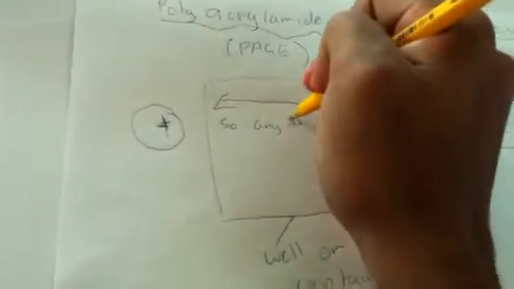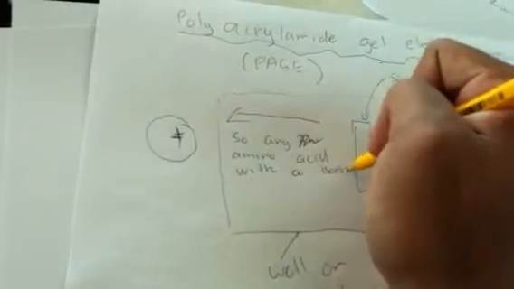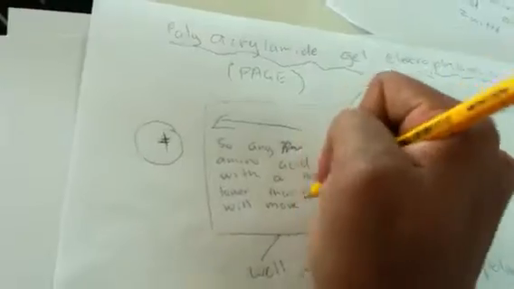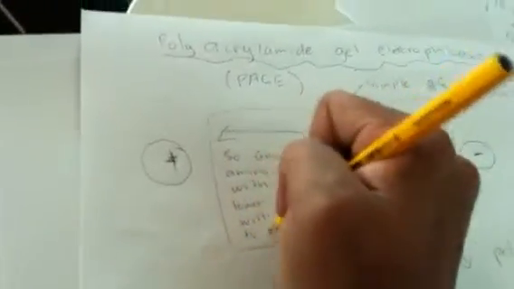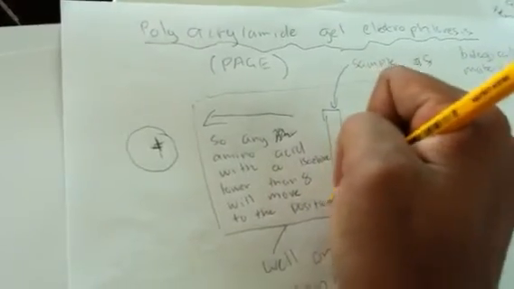So any amino acid with an isoelectric point lower than 8 will move to the positive terminal.